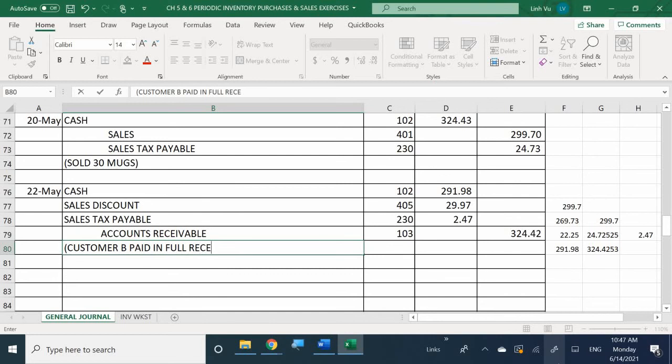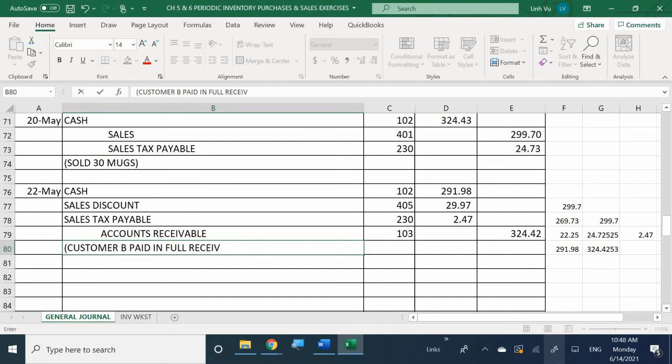Okay, I am totally confused. The way that you explain it does not make sense to me. So the total amount is 324.42. That's what he owes us. For that, we're going to get 10% off, which gives us the 29.97. And from the 29.97, we subtract the sales tax that we also need to return, which is 2.47. That should give us what he owes us, which is 291.98. Got it.